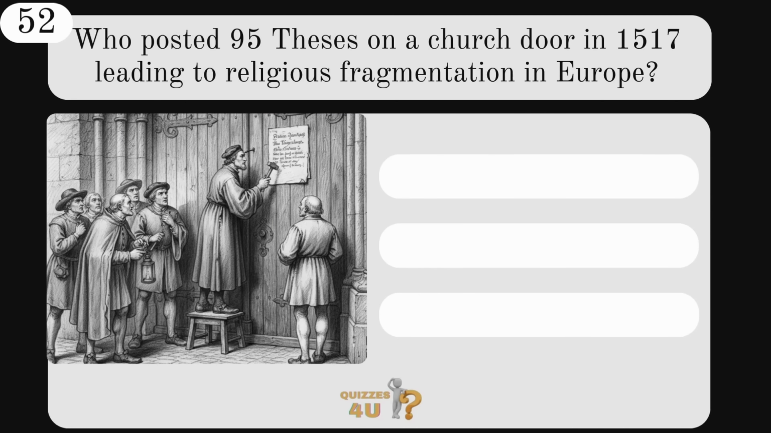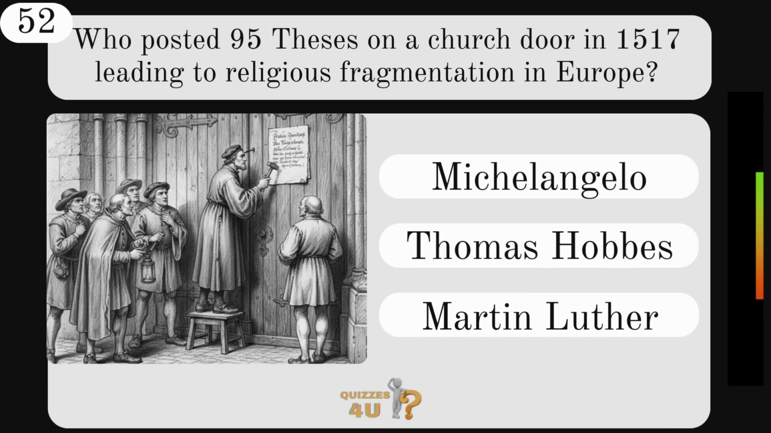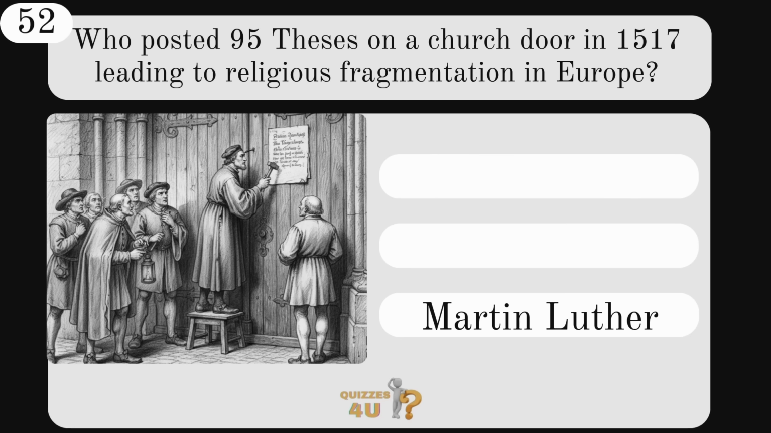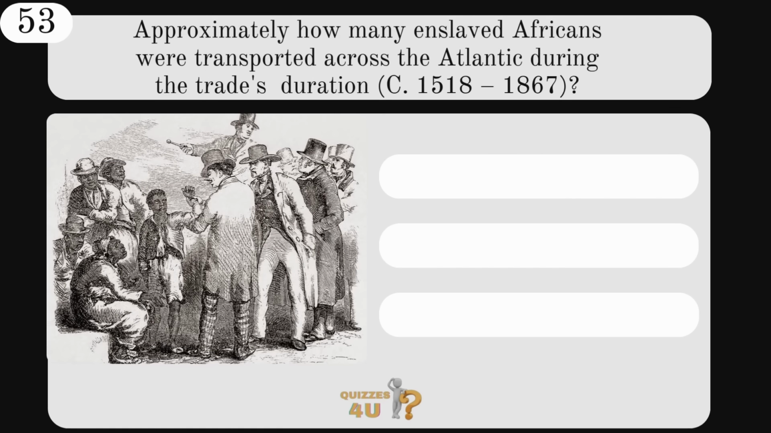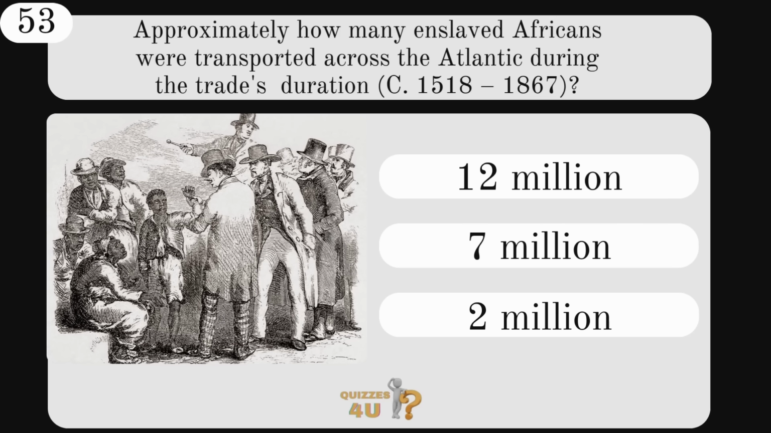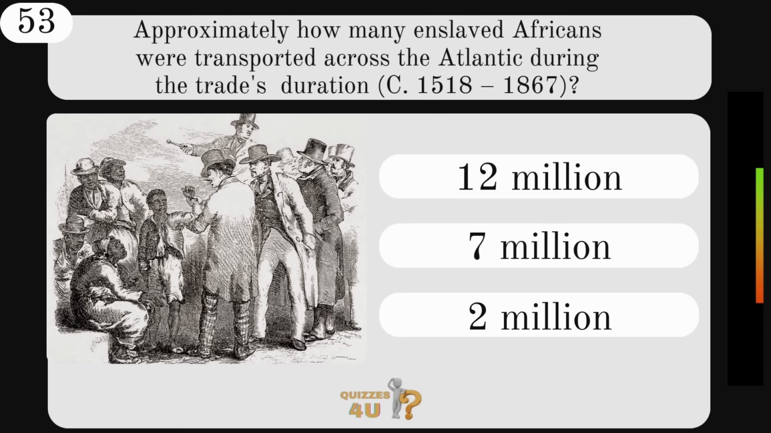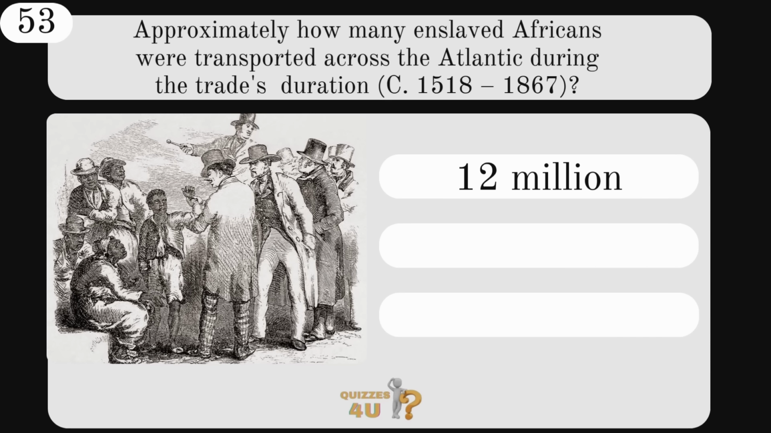Who posted 95 theses on a church door in 1517, leading to religious fragmentation in Europe? Michelangelo, Thomas Hobbes, or Martin Luther? That was Martin Luther. Approximately how many enslaved Africans were transported across the Atlantic during the trade's duration? 12, 7, or 2 million? The answer, an estimated 12 million.